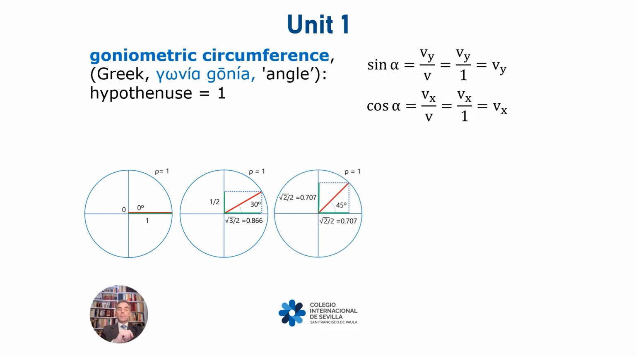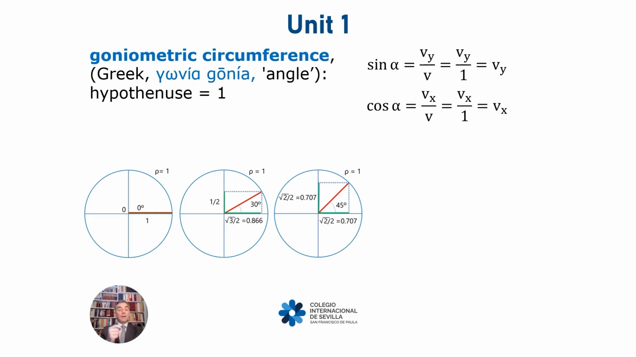Again, if we do 45 degrees, we will see that in both cases, the value is the same. Therefore, when we calculate, the square root of 2 divided by 2 is the length of the contiguous side and also the opposite side, which is 0.707. Those are the sine and the cosine of 45 degrees.